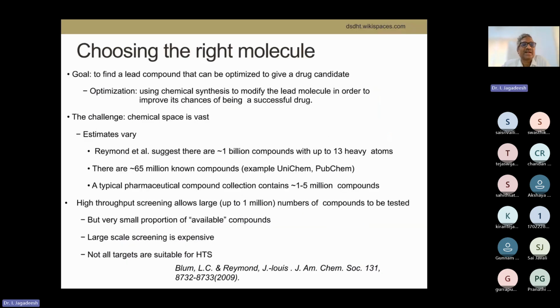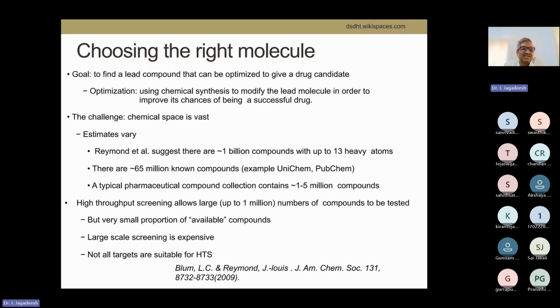So the first step in this journey is choosing the right molecule. Only then are we going to have success. The goal is to choose the lead compound that can be optimized to give a drug candidate. For that purpose, we do optimization, using chemical synthesis to modify the lead molecule in order to improve the chances of being a successful drug. We modify the functional groups, their sizes, electron intensities, polar surface area, and considerations of Lipinski's rule of 5. Then the optimization will lead to a good moiety.